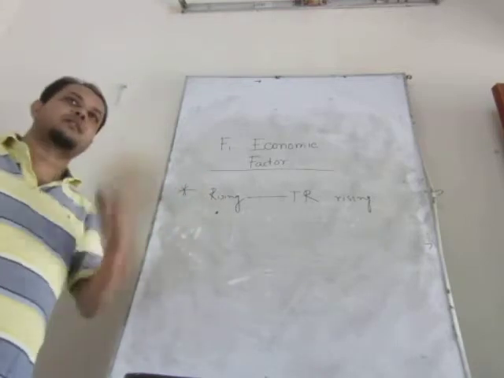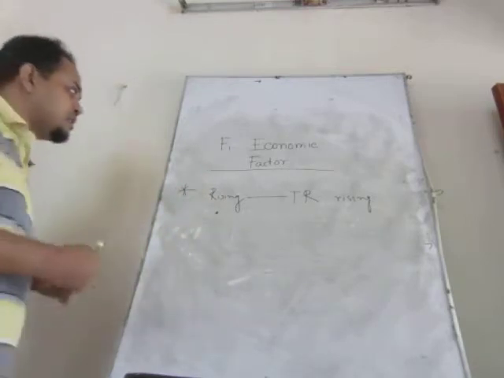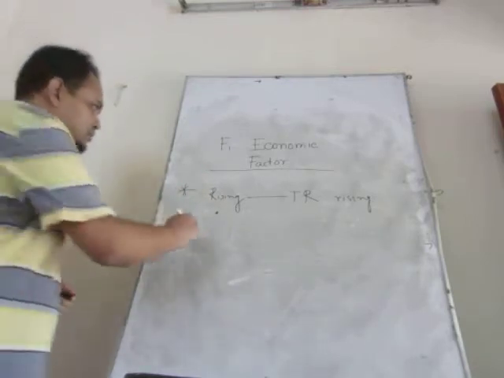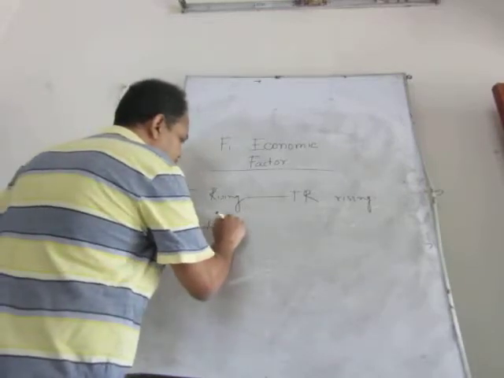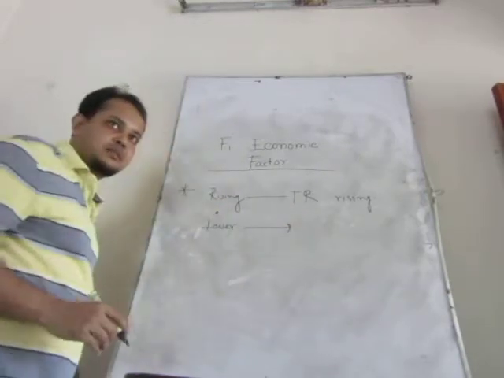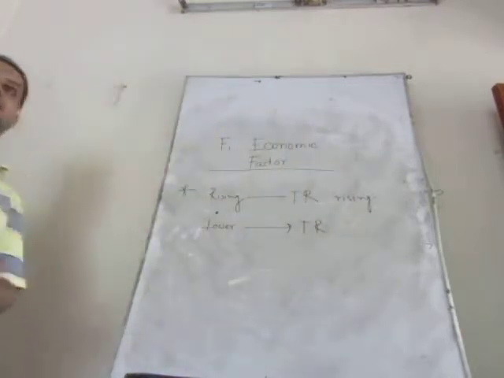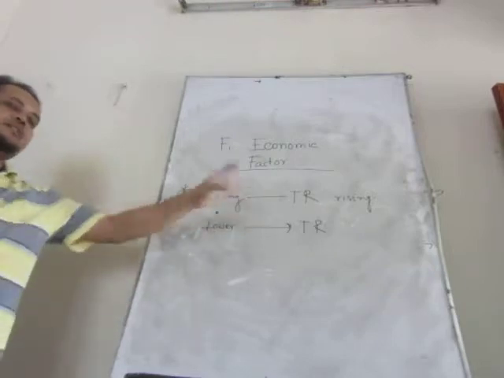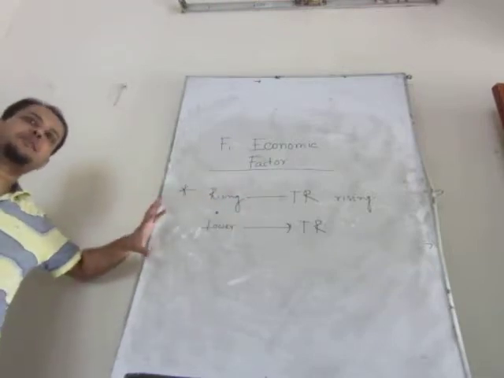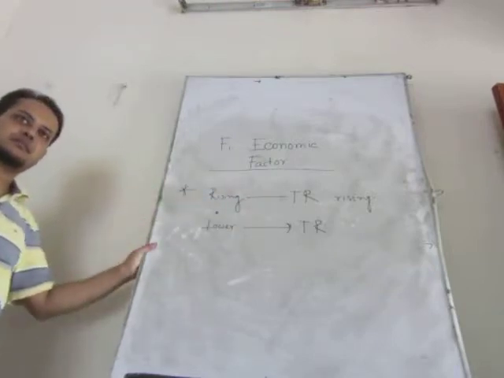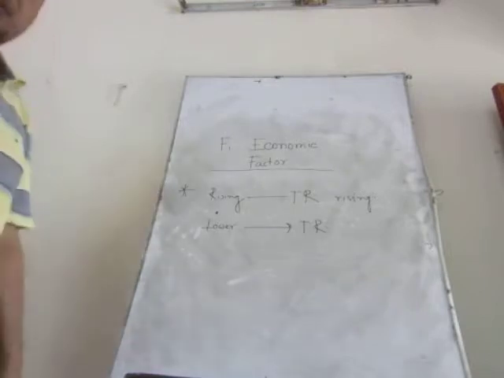So this is inelastic. But if you are lowering the price per unit, but the total revenue is rising, that means elastic, the quantity is affected by the price. That's why this is an elastic product. So this question may be asked inversely. Clear? Okay.